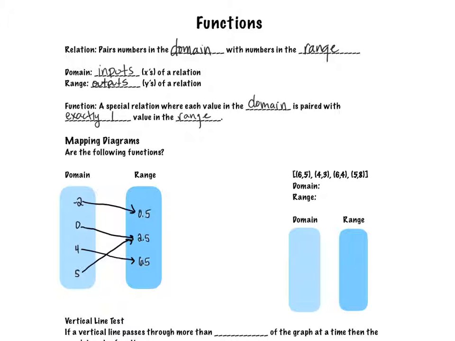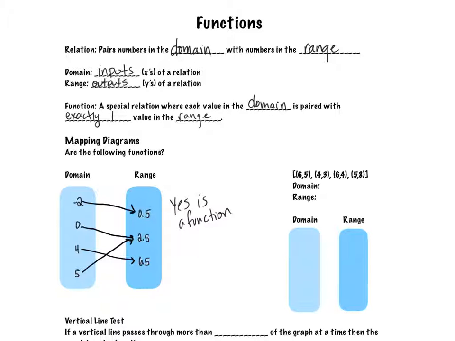So when I want to tell if this is a function, I want to make sure that everything over here only goes to one thing over here. So does -2 only go to one thing in the range? Yeah. Does 0 only go to one thing in the range? Yeah. 4, yep. 5. It's okay that they both go to 2.5, but because each of these only goes to one thing, this one I can say yes is a function. Sometimes you just get a mapping diagram, and it's just asking, is this a function or not?